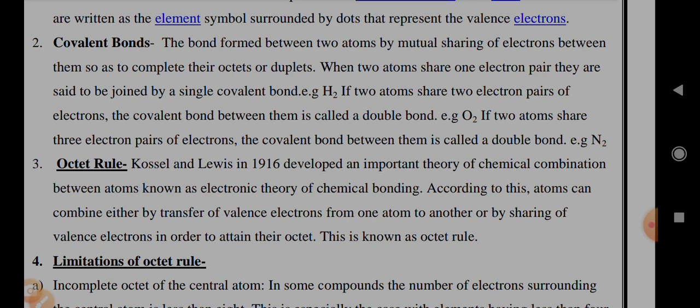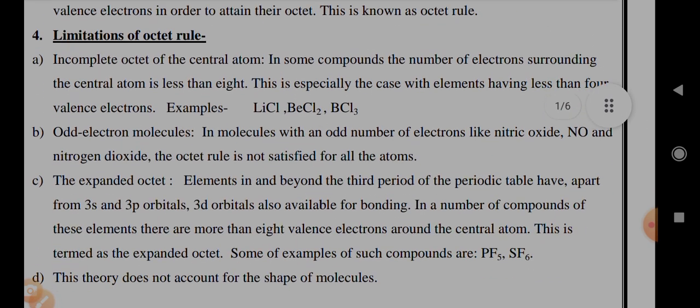Example, nitrogen. Octet rule. Kossel and Lewis in 1916 developed an important theory of chemical combination between atoms known as the electronic theory of chemical bonding. According to this, atoms can combine either by transfer of valence electrons from one atom to another or by sharing of valence electrons in order to attain their octet. This is known as the octet rule.